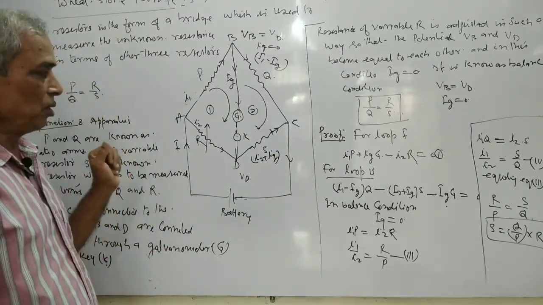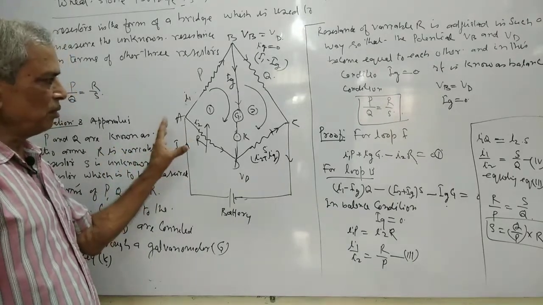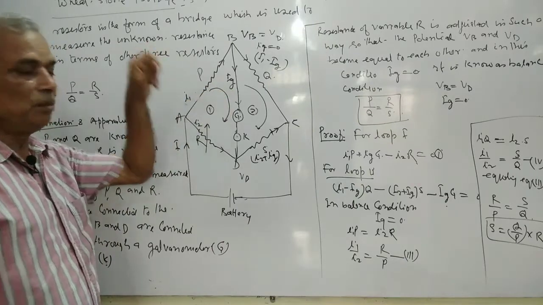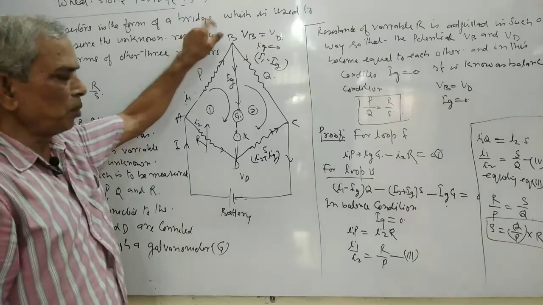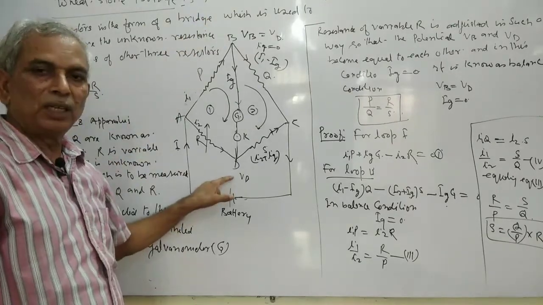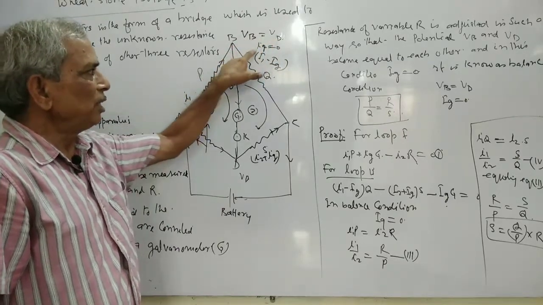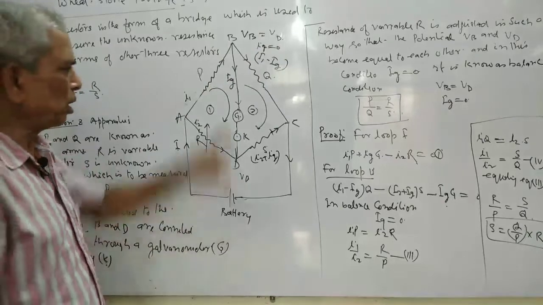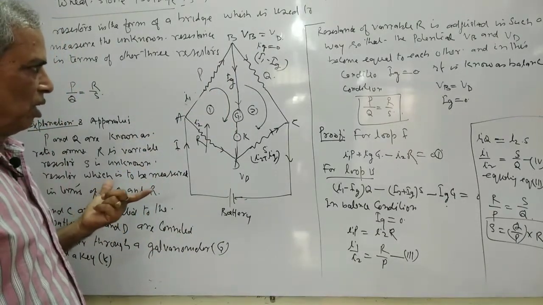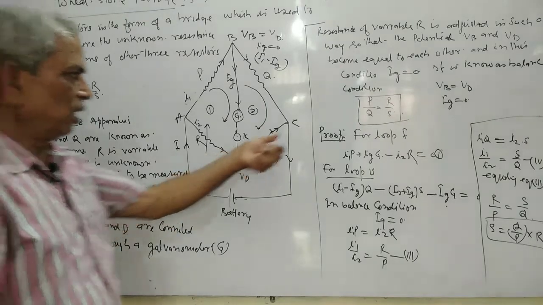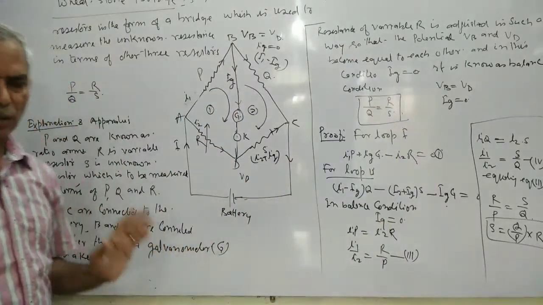In case of balance condition, we vary R in such a way that the current Ig becomes 0. We vary it so that the potential of point B and potential of point D become equal to each other, VB equal to VD. In that case, Ig is equal to 0. No current is there. That is the balance condition. In balance condition, P upon Q equal to R upon S. This is our statement.